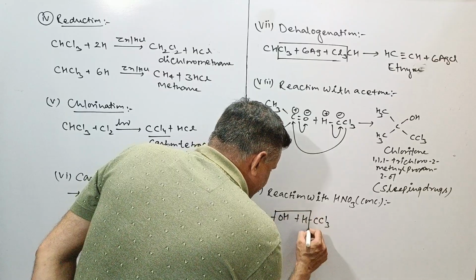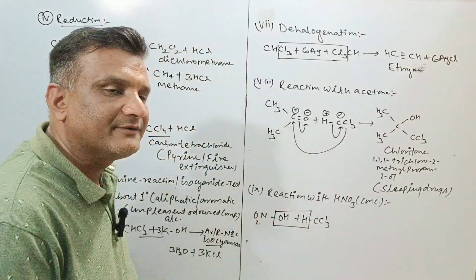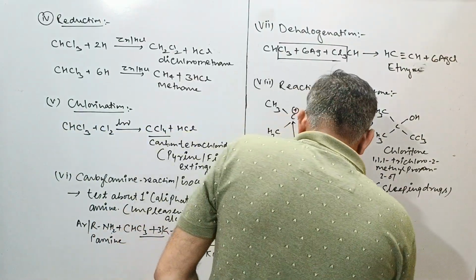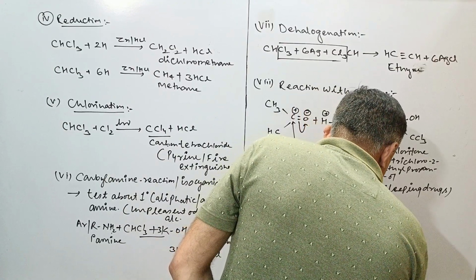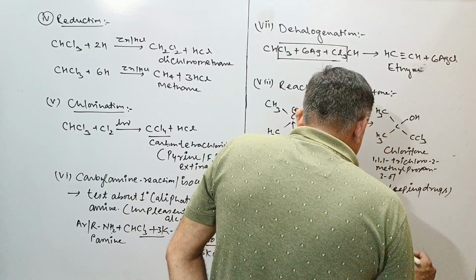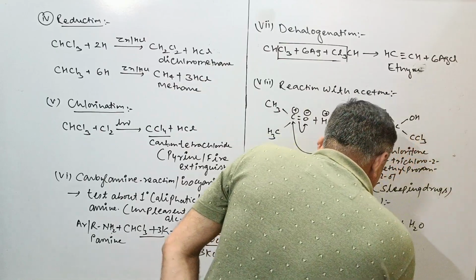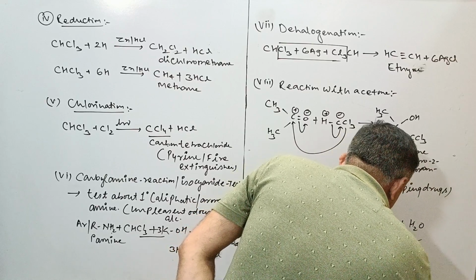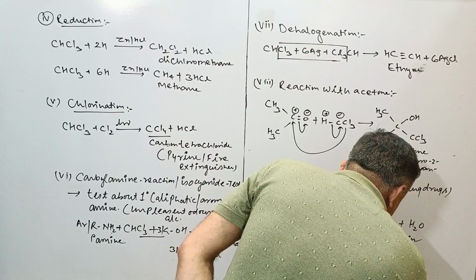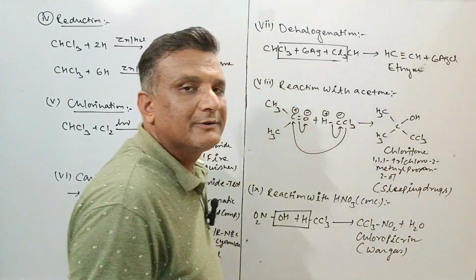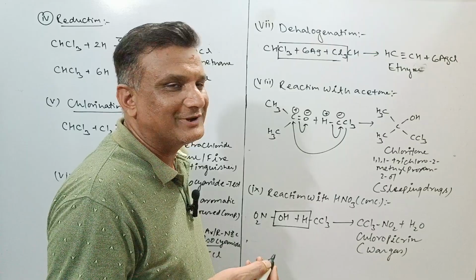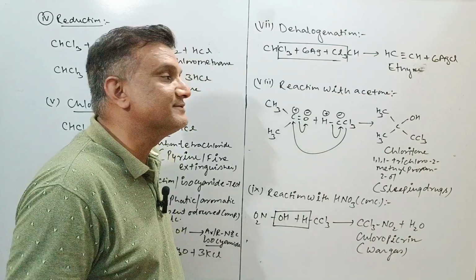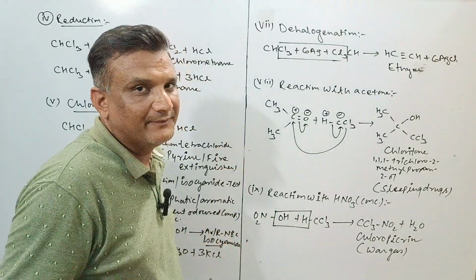It will remove H2O due to the acidic nature of chloroform, which we have discussed. So there will be formation of CCl3NO2 plus H2O. This is called chloropicrin. It is also known as war gas, and it is one of the products of chlorine which is used as a toxic gas. So this was about the 9 properties of chloroform.